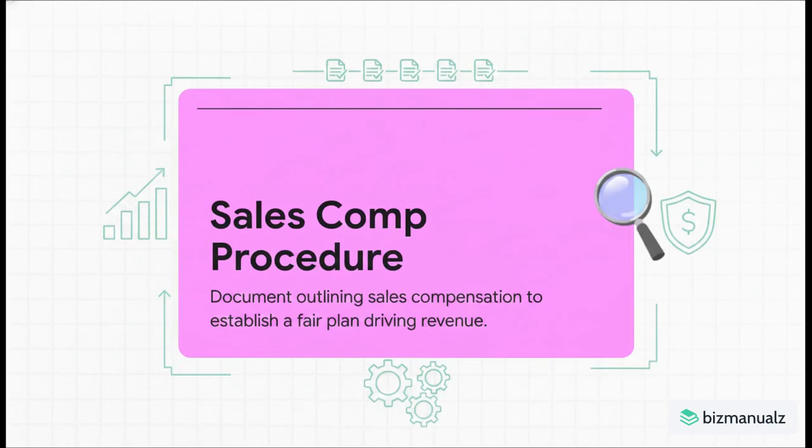Now, the crucial takeaway here is the core purpose itself. A sales compensation procedure is defined as a comprehensive document outlining the process of compensating sales reps, designed to establish a fair plan that motivates teams and drives revenue growth. This definition perfectly sets the exact purpose of the manual, proving its direct value. I mean, it's not just about paying people, right? It's about strategically aligning their compensation with your company's sales goals to actually drive success.